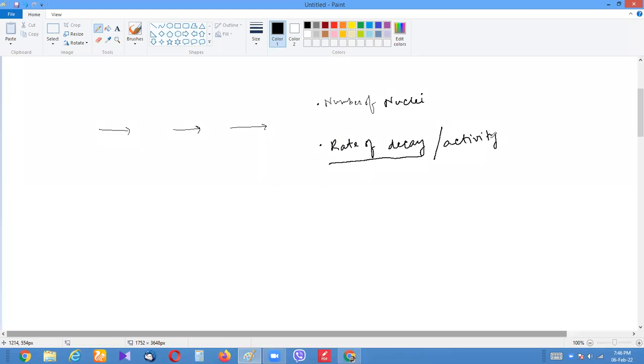That is how many decays every second. Sometimes it can also be written in differential form, dN over dt, the rate of decay. So how much reduction happens per unit time. And also the mass of the radioactive sample.